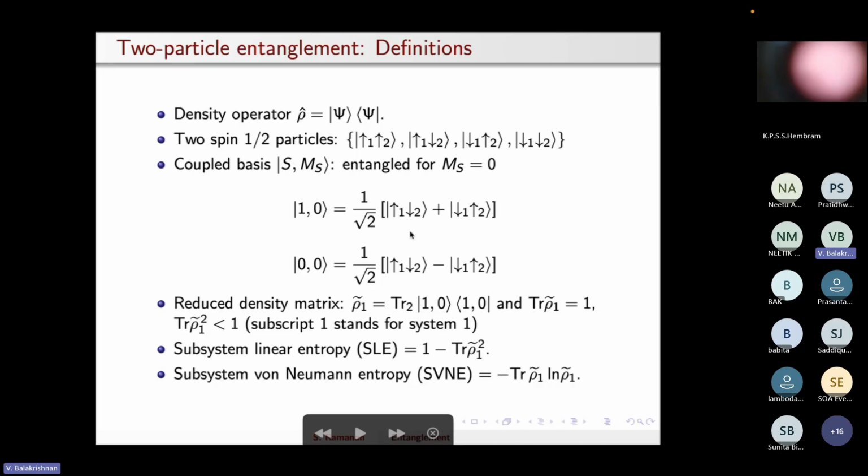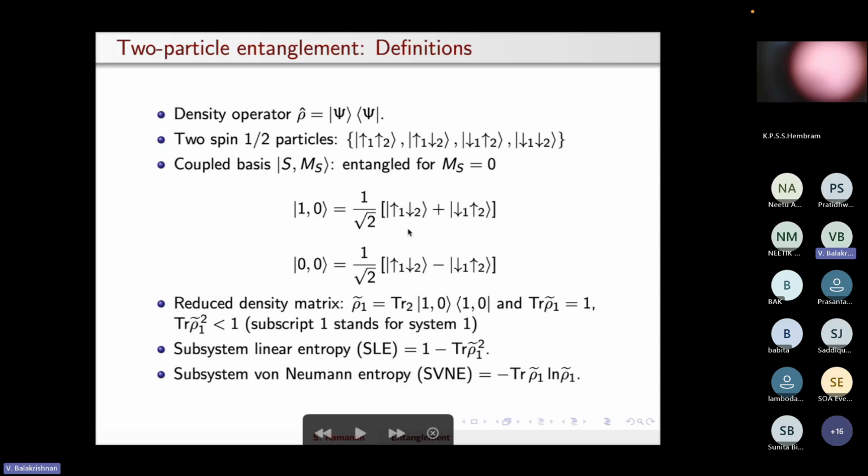Now, if I trace out the second particle, then I get the reduced density matrix. Similarly, I could also have traced out the first particle, and I'll get the reduced density matrix for the second particle. This reduced density matrix has the following property: if I find its trace, it is 1. However, starting with this state 1, 0, the trace of the square of the reduced density matrix is less than 1, and that is because you're starting with an entangled state.